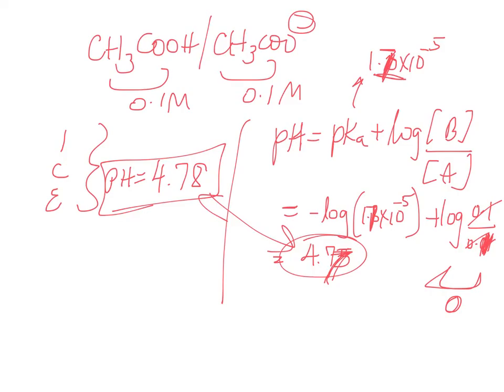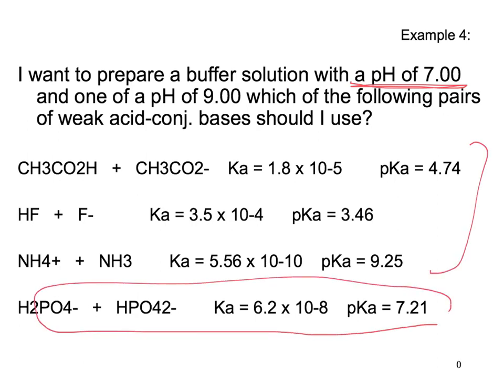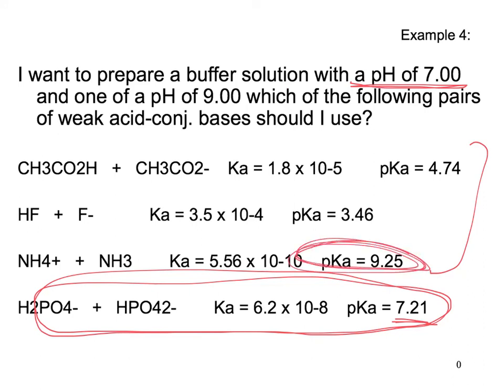Okay, all right. The question is, I want to prepare a buffer solution with a pH of 7 and one with a pH of 9. Which of the following pairs of weak acid and conjugate base should I use? So if you want a pH of 7, you obviously do not want these pKa values. You would want to keep the pKa within the plus minus 1 range. So the first one can be made using the last choice, and if you wanted a pH of 9, then you should stick to the 9.25. So as long as you keep, again, the plus minus 1 for the range of the buffer, you should be fine.